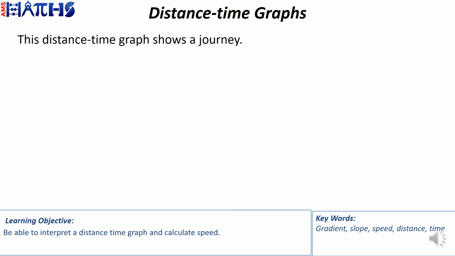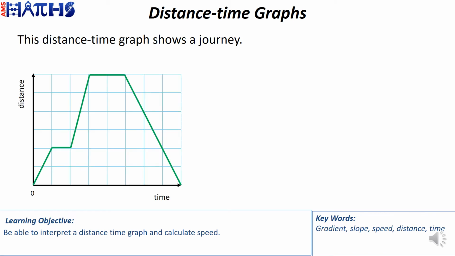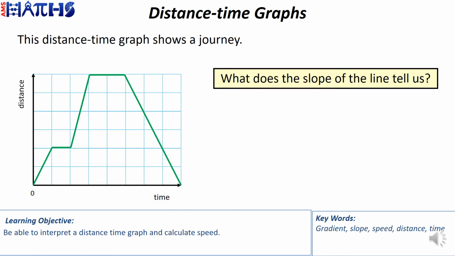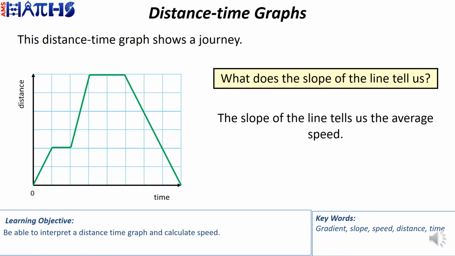The distance time graph shows a journey, as I said earlier, and here's an example of a distance time graph. Now, what does the slope of the line tell us? The slope of the line, or the gradient of the line, or the steepness of the line, gives us the average speed of an object on a distance time graph.